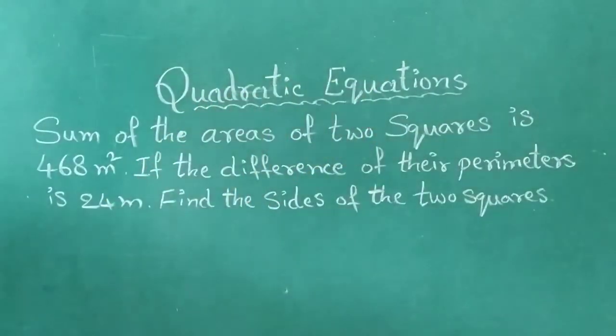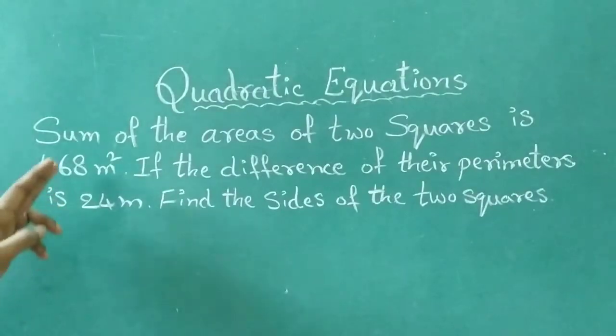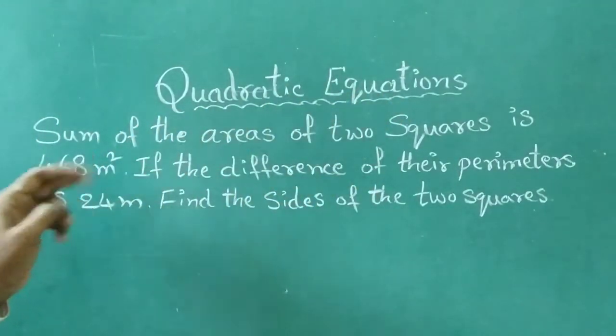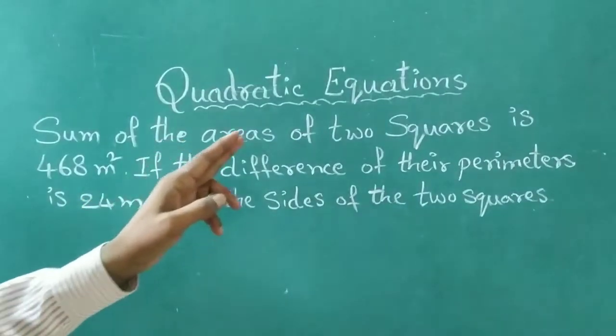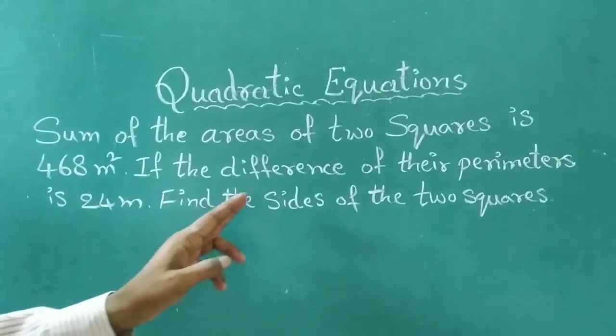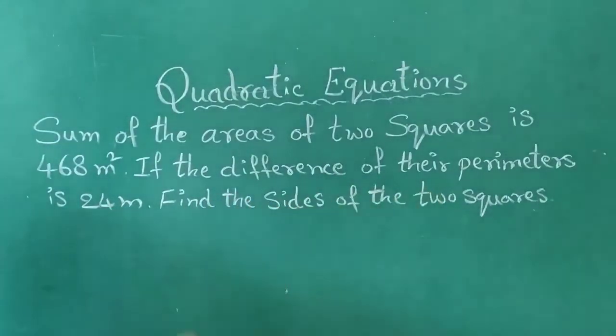Quadratic equations, long answer type problem. The sum of the areas of two squares is 468 meters square. If the difference of their perimeters is 24 meters, find the sides of the two squares.